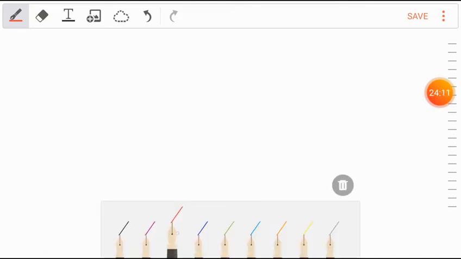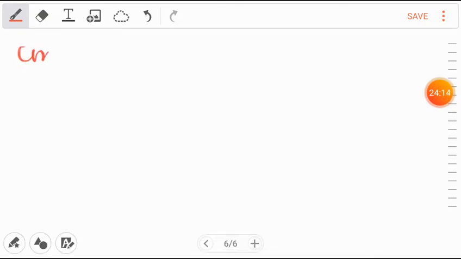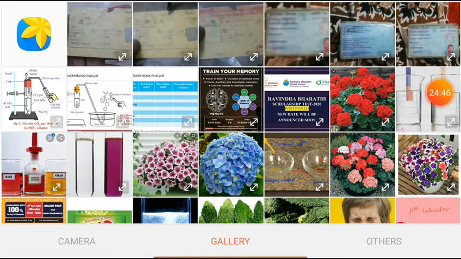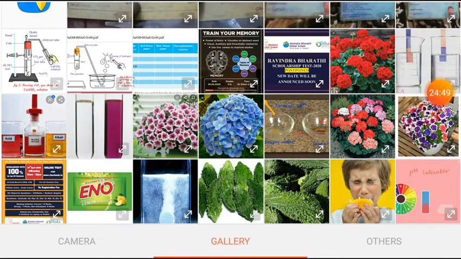Next, universal indicators. We'll discuss universal indicators now. I explained universal indicators before. pH paper is a universal indicator. Methyl blue, thymol red, bromothymol blue, these are all universal indicators we can show. So I will show you the list. You can understand here clearly.